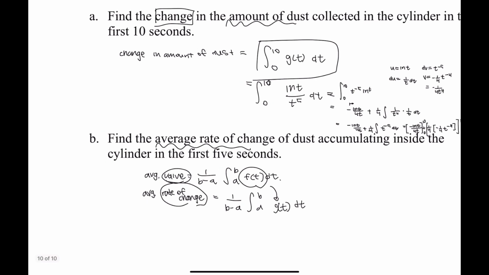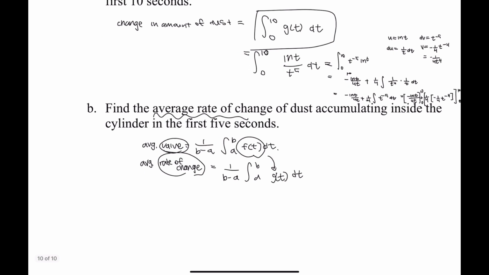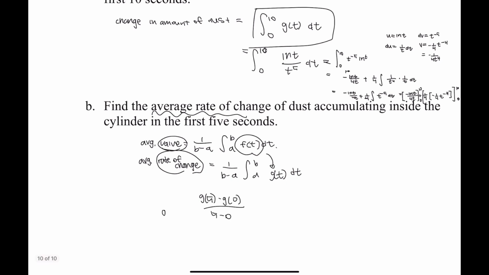If you want to do g of 5 minus g of 0 over 5 minus 0, this also works, because this is the known way to find the average rate of change. But this average value formula also gives the same answer. So whatever way you want, you can choose. But for today, we're going to use this one because we're trying to practice integrals.